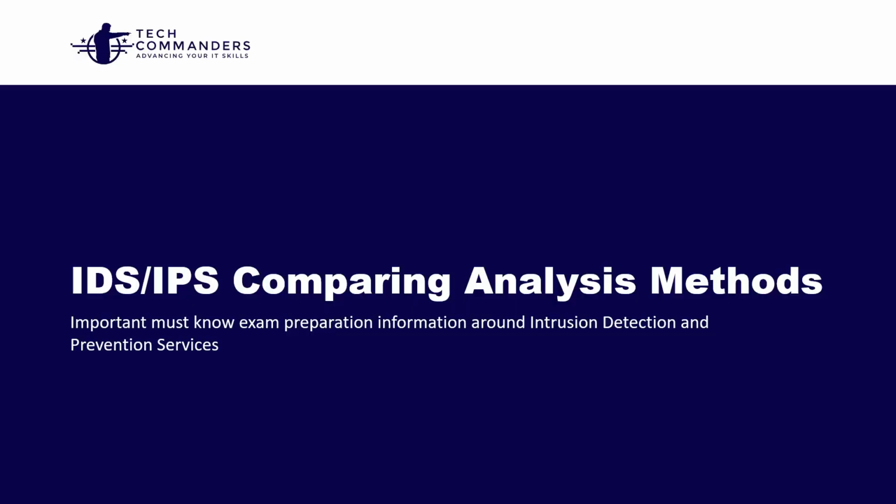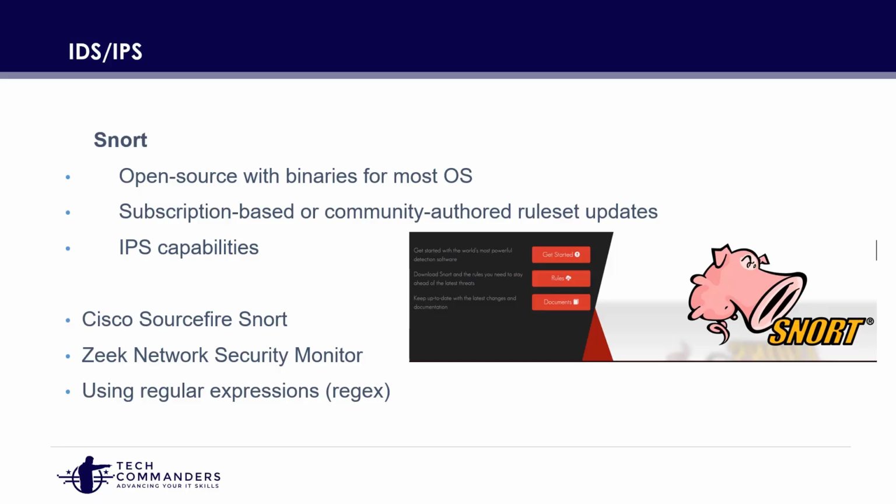When it comes to comparing analysis methods, it's so important that we understand IDSs and IPSs. But not only that, we need to understand the options available for IDSs and IPSs, but also the methods that are used to determine a threat as well. Now, Snort is, of course, widely known and widely used, and there are different versions of it, such as some vendors have their own take on it, like Cisco SourceFire. We could also look at using security monitors like Zeek, and we could also use regular expressions called regex. And these are just some of the options out there.